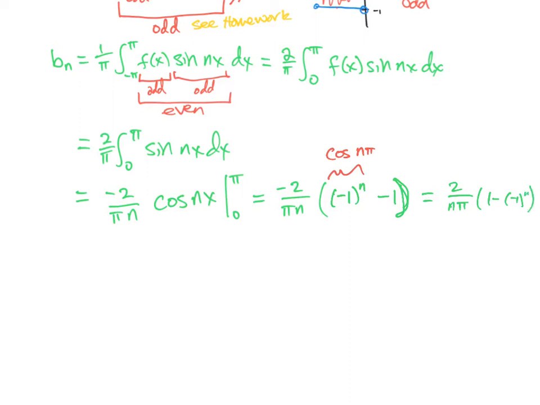And we can think about what this equals. Let's write it down here. If n is even, then the 1 minus 1 is going to cancel out. So that's 0 if n is even. And if n is odd, then we get 1 minus -1, which is 2. And so then we get 4 over pi n if n is odd. Okay, so that's what our bn's look like.